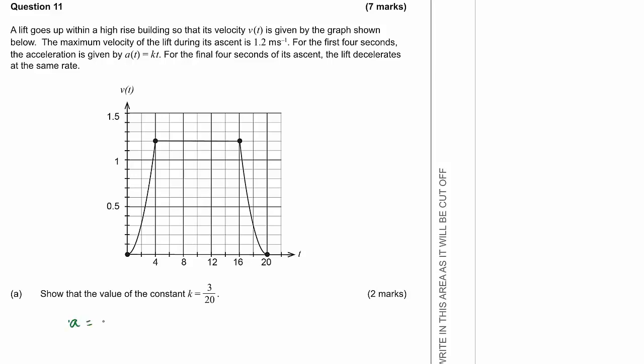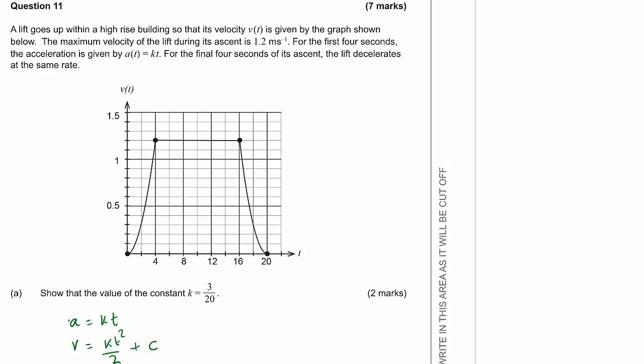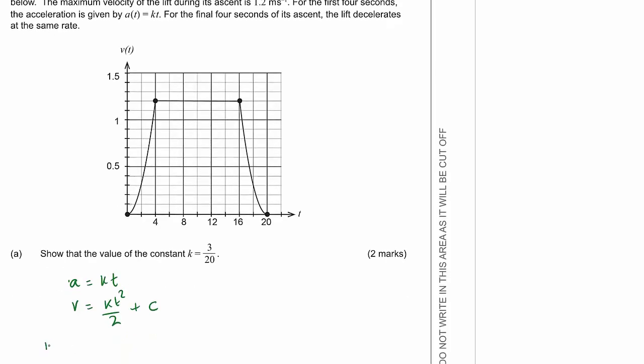So we know that a is equal to kt, and that would mean that v is kt squared over 2 plus a constant. Now we can see that v is equal to 0 when t is equal to 0, just here. That means that c is equal to 0. So v is going to be kt squared over 2. But we also know that v is equal to 1.2 when t equals 4.